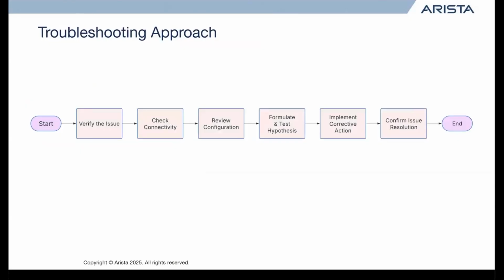To troubleshoot this problem, we'll use the following approach. First, we'll verify that the issue is still happening. Then we'll check the connectivity between the campus switch and AGNI. After that, we'll review the configuration and based on our findings, formulate a hypothesis that we can test. From there, we'll take corrective action and finally check to see that the issue has been resolved.